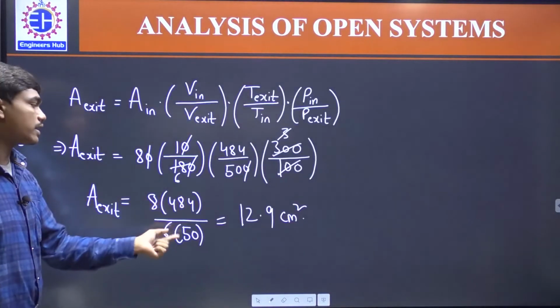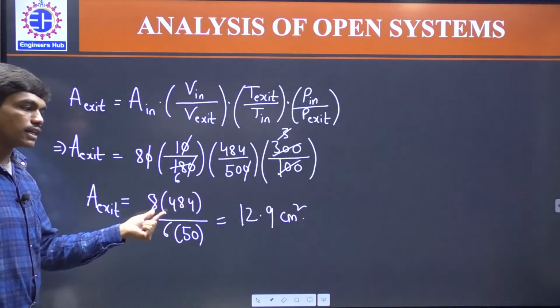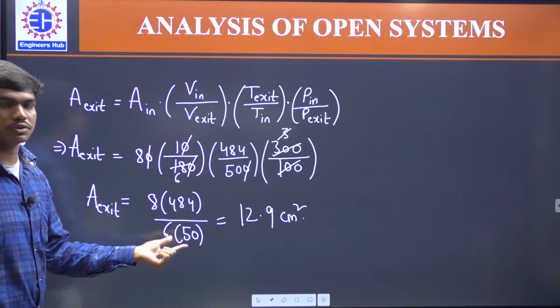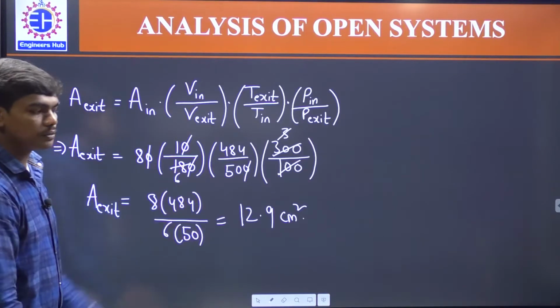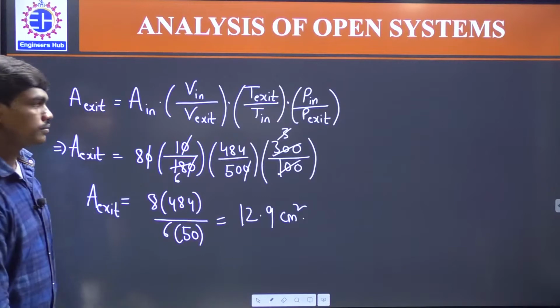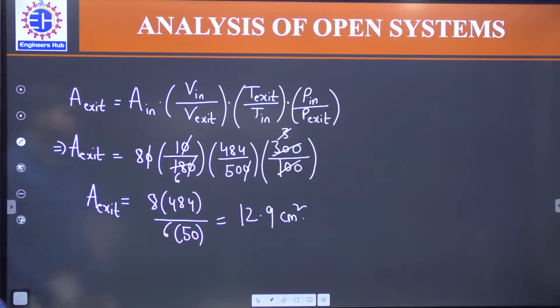So if you take this as 500, 50 by 500 is 10. So 10 8s are 80, 80 by 6 will be 12.5 around. Okay. So 12.9 is the only option which is close to that. You can go for that. Okay, so for this you need not use any calculator.